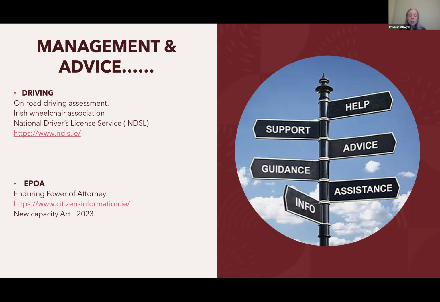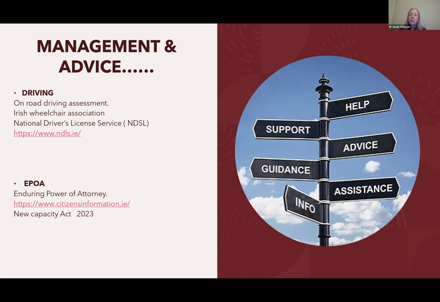But there is a lot of information available on the Citizens Information website, and an enduring power of attorney is really a safeguard. What it is, it's where you make a decision to nominate an attorney, which is basically a member of a family or a close relative or someone who understands and knows you. So if or when circumstances arise that you no longer have capacity to make informed decisions about your care and welfare and your finances, this individual can take over making those decisions. But it can't just happen.